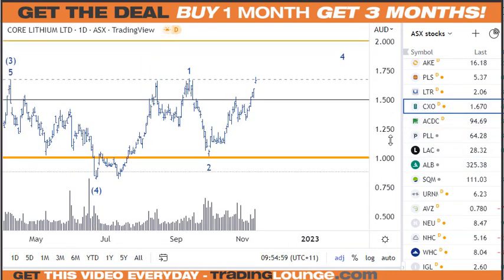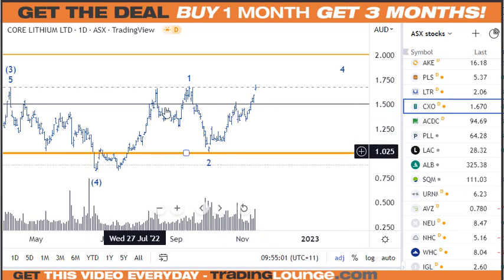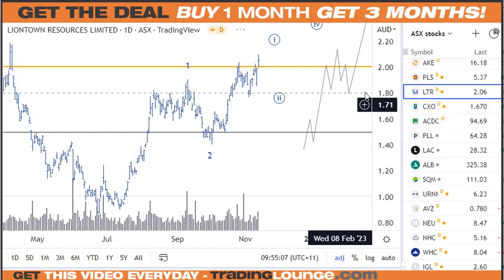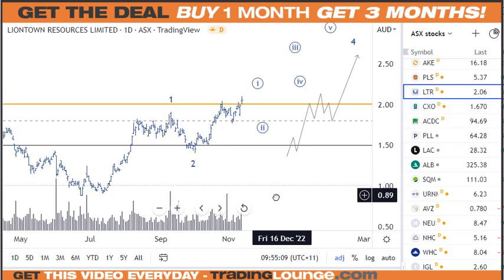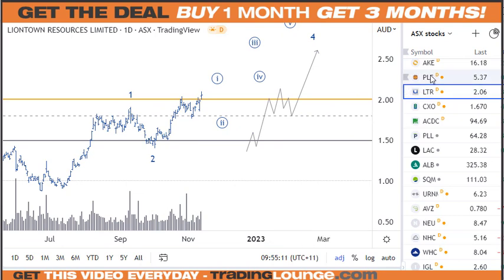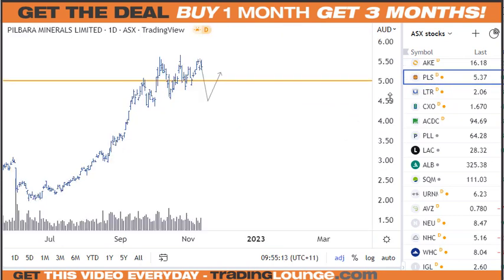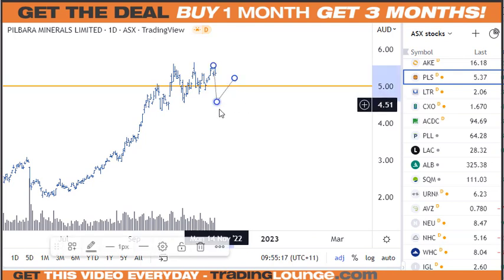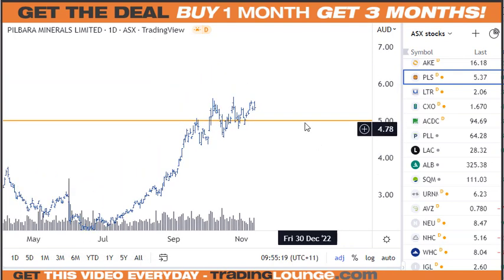CXO here, that's going good. So we've got wave 1 and 2 here, and we've got that 5 wave structure here now, so that will just continue. LTR here, as we talked about on Friday, just continuing along nicely. PLS here, I don't know if it's going to pull back or just continue to mosey on up from here.